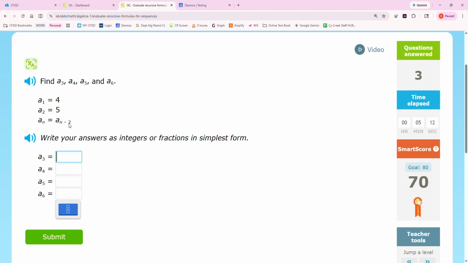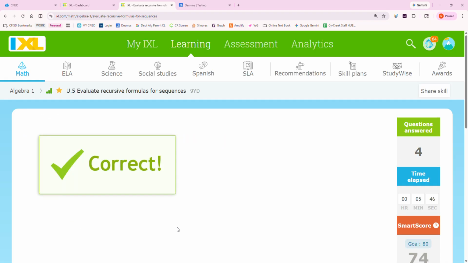This one would be the minus previous terms. So this third term is going to be 3 minus 2. 3 minus 2 is 1, so that's going to give me 4. 4 minus 2 is 2, so that's going to give me 5. 5 minus 2 is 3, so our third term in the sequence is 4. That's going to be 6 minus 2. 6 minus 2 is 4, so that's our fourth term in the sequence, which is 5. That's all we're doing in this. That's 4, 5, 4, 5, 4, 5, 4, 5.